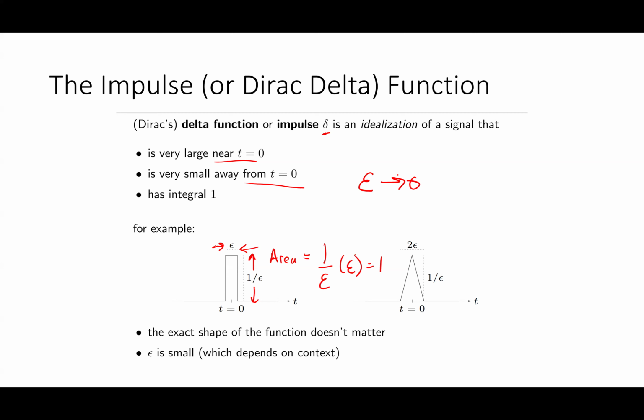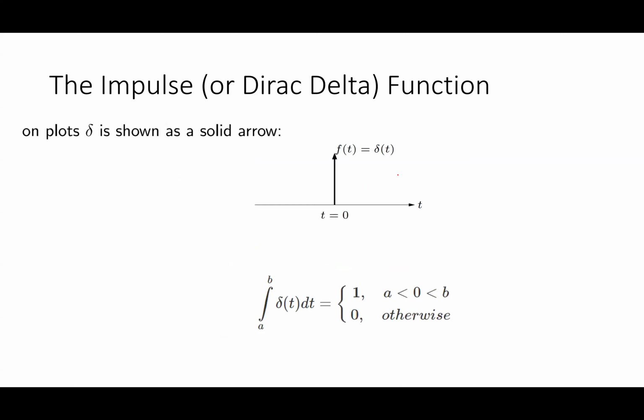That's the way we think of this thing. But we define it like this. We think of delta t, and we draw it as an arrow. We basically say that the area under that curve is equal to 1. So by definition, if I only have this impulse, delta t dt, from negative infinity to positive infinity, that area is equal to 1. That's the definition of it. And we draw it as a solid arrow like that.